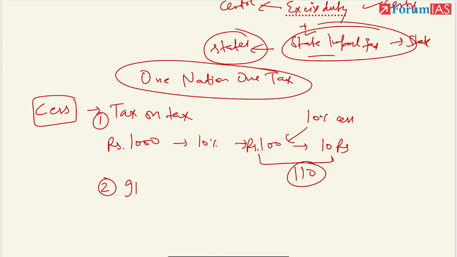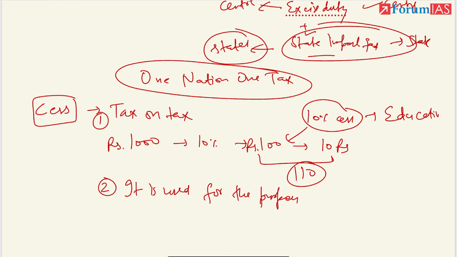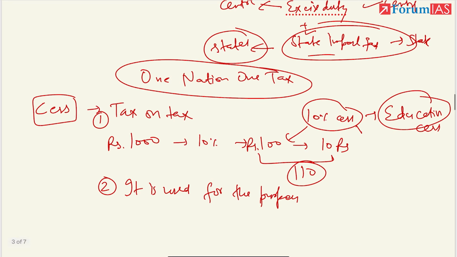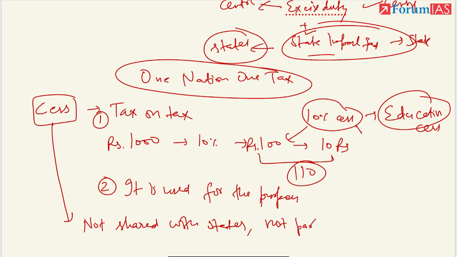So this is the first feature. Second feature is it is used for the purpose for which it is imposed. For example, if it is, say, an education cess, then it will be used for the education purpose only, right? And one major feature of this is cess is not shared with states. It is not part of the divisible pool. That is the major contention.